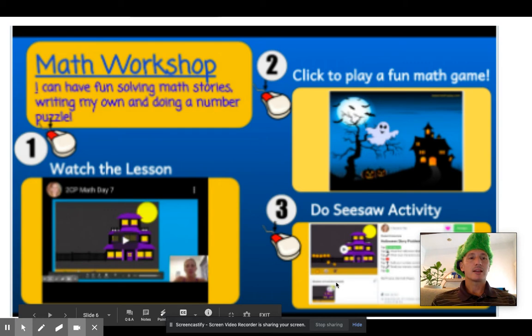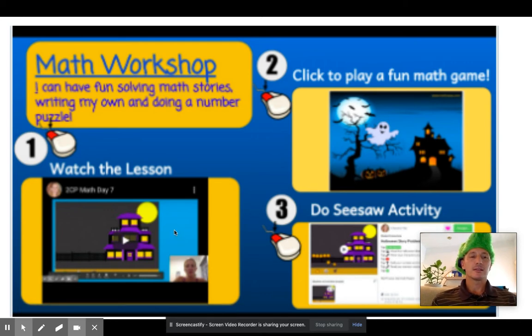Today for math, it's a little fun math lesson with Miss Pike. You'll get to play a little video, listen to the lesson with Miss Pike, and then your Seesaw activity is to make your own story problem. You're going to use pumpkins, ghosts, and bats to make your own story problem for us to solve, and for us to talk about if others want to try to solve each other's story problems. That might be a fun activity for you to do.